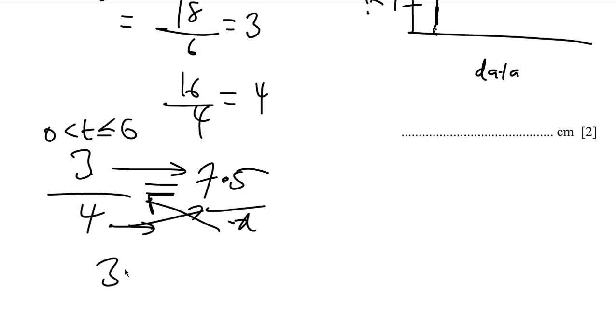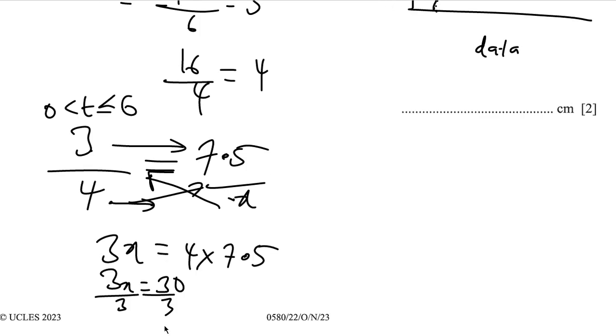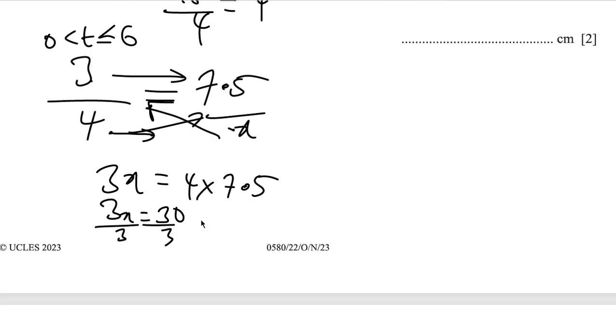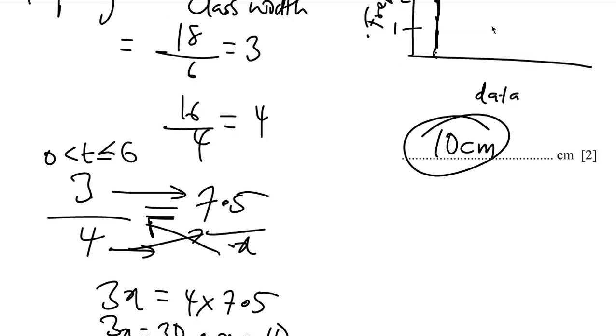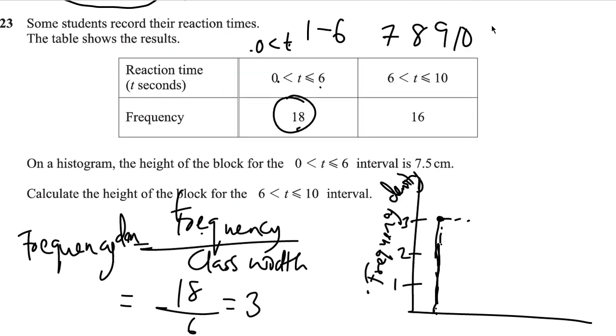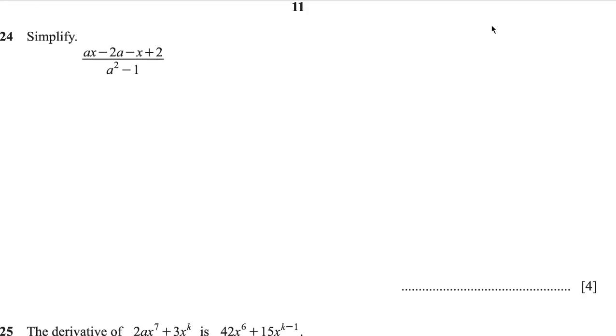That's going to be 3 times x is equal to 4 times 7.5. So 4 times 7.5 gave us 30. So 3x is equal to 30. Then dividing through by 3, we're going to have that x is equal to 10. So on the graph, we're going to have it as 10 cm, because the heights of the blocks are proportional to the frequency densities, right?